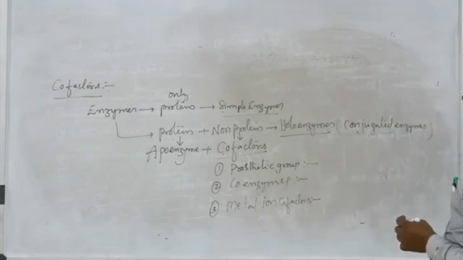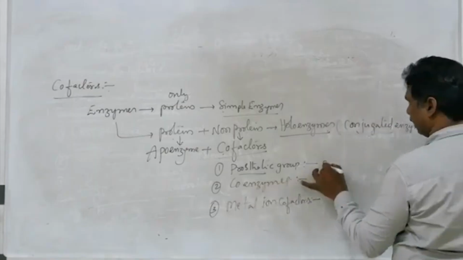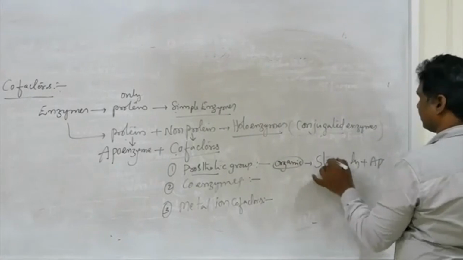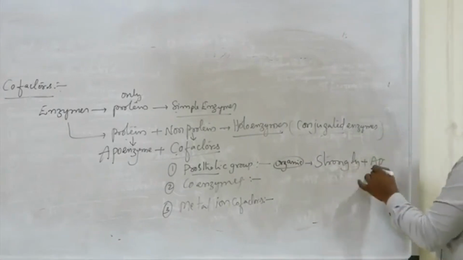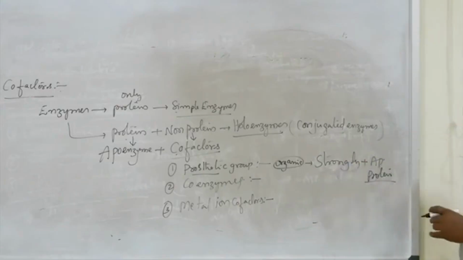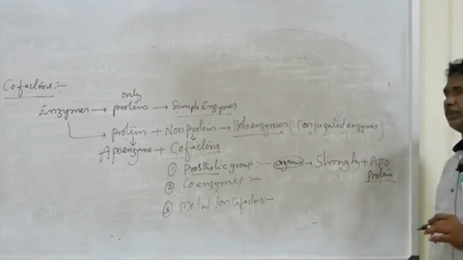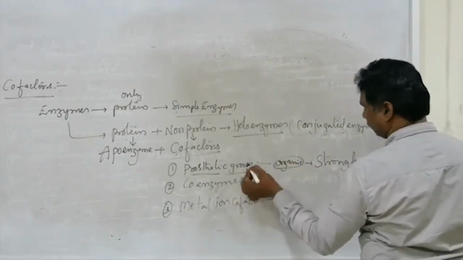So the first one is the prosthetic group. The prosthetic group is an organic compound. Those organic compounds are strongly attached with the apoenzyme, or protein part of the enzyme. Those are simply called prosthetic groups.